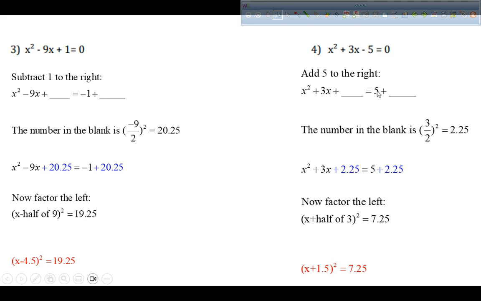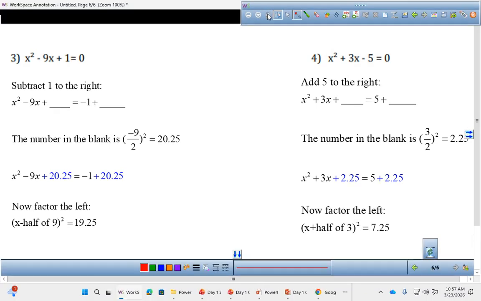Adding 5. My blank number is half of 3, which is 1.5. Squaring 1.5 is 2.25. My factored form, I'm keeping the plus, and this number is half of 3, which is 1.5. You can keep that as a fraction if you want, like 3/2 is fine too. Eventually, we'll start to graph these, so the decimal makes it a little easier to see on the graph. And then 5 plus 2.25 gives me 7.25.